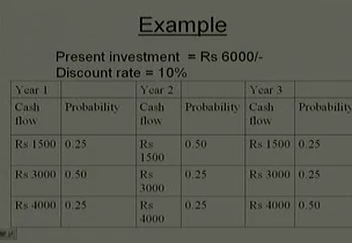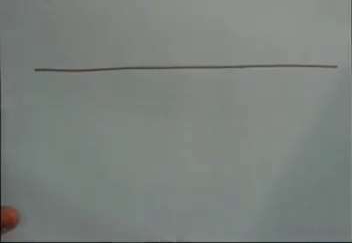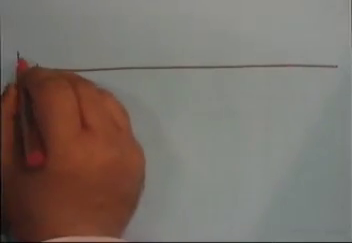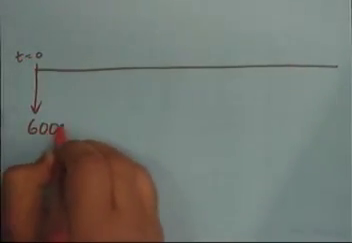So for this, I have taken another problem in which you find that the investment required to be made now is rupees 6,000. That means at time t equal to 0, you have to invest rupees 6,000. Now in year 1, you can expect a cash flow of 1500, 3000 and 4000. What I will do is note down these figures here. Let's say this is a cash flow diagram representation, right? At time t equal to 0, I have to invest 6,000 rupees.